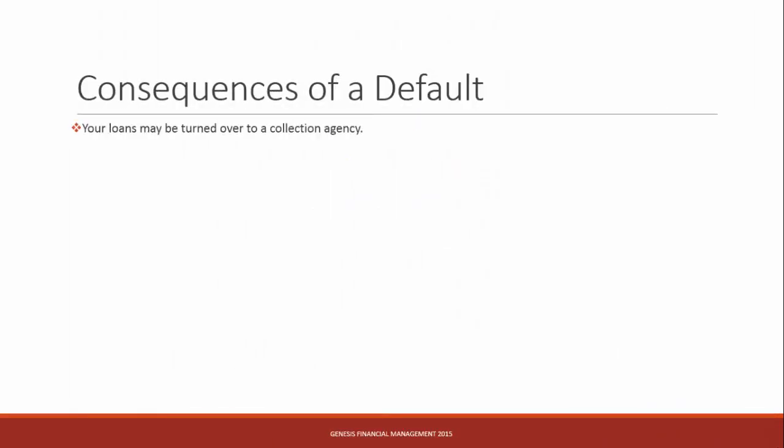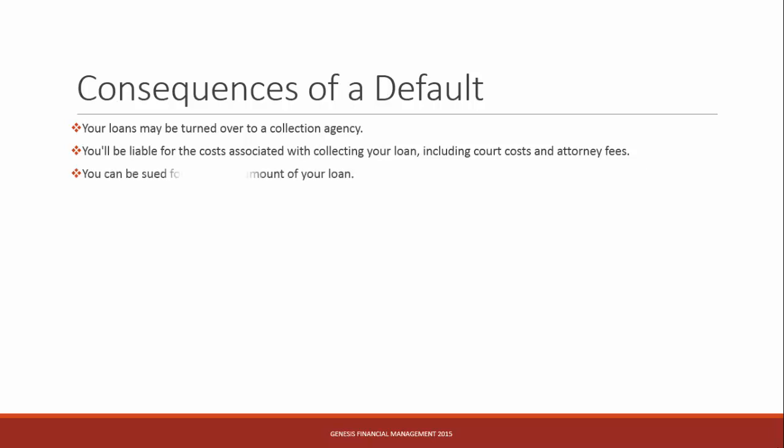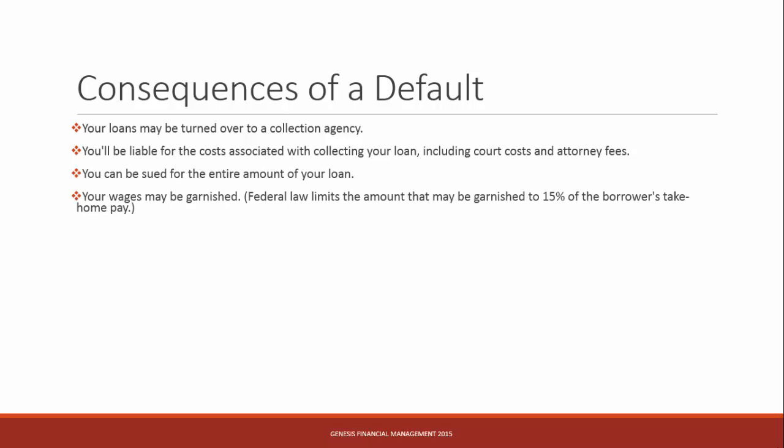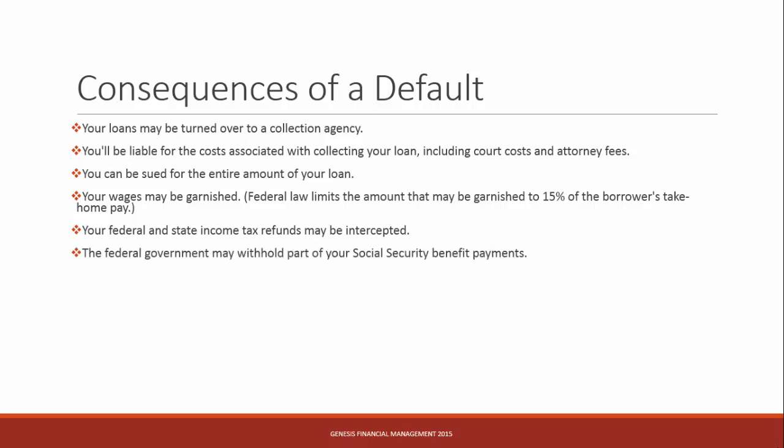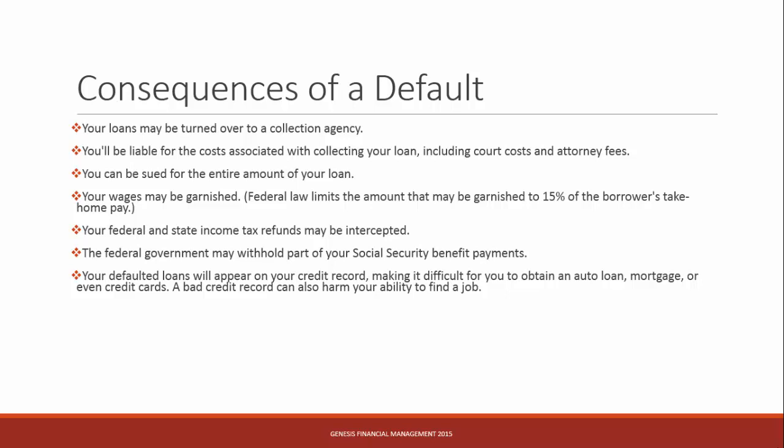Consequences of a default. Your loans may be turned over to a collection agency. You'll be liable for costs associated with collecting your loan, including court costs and attorney fees. You can be sued for the entire amount of your loan. Your wages may be garnished. Federal law does limit the amount that may be garnished to 15% of the borrower's take-home pay. Your federal and state income tax refunds may be intercepted. The federal government may withhold part of your Social Security benefit payments. Your defaulted loans will appear on your credit, making it difficult for you to obtain an auto loan, mortgage, or even credit cards. A bad credit record can also harm your ability to find a job.